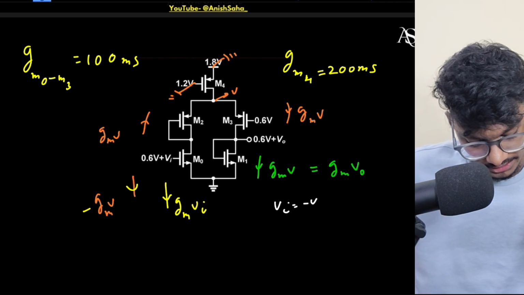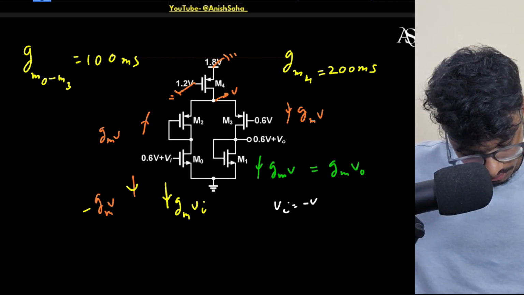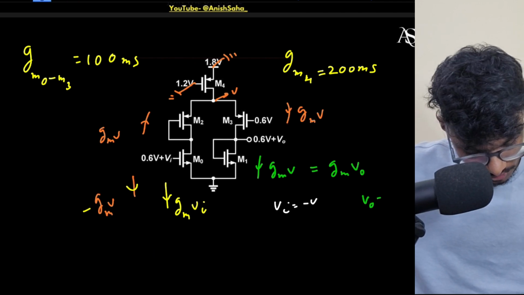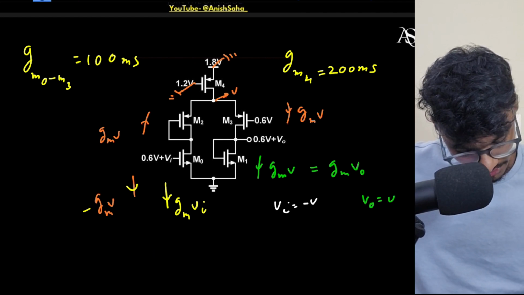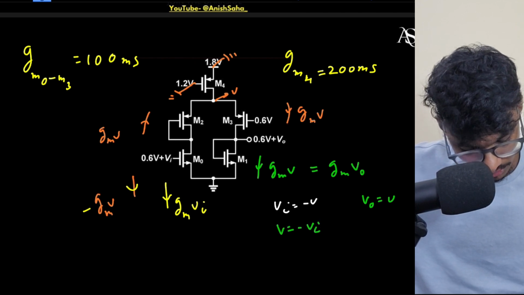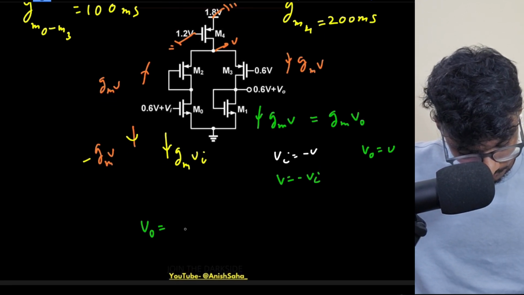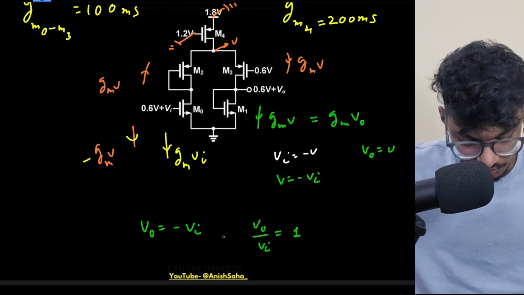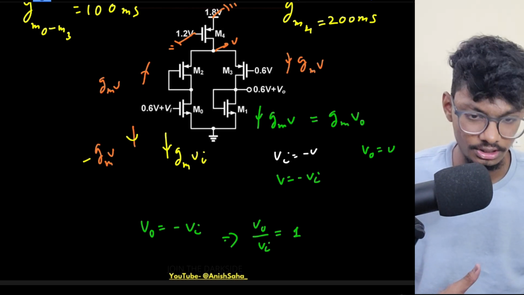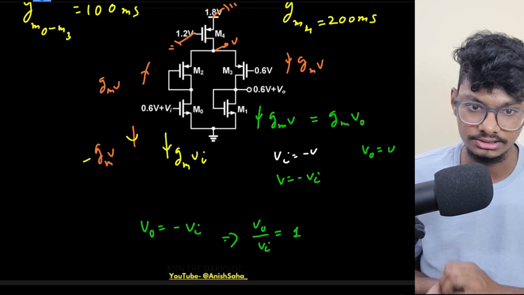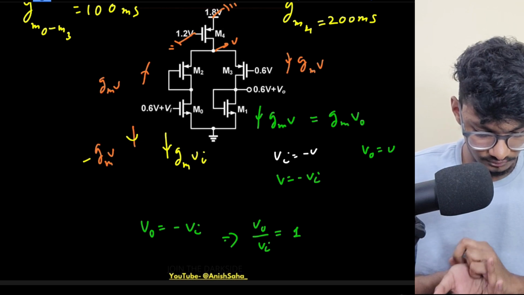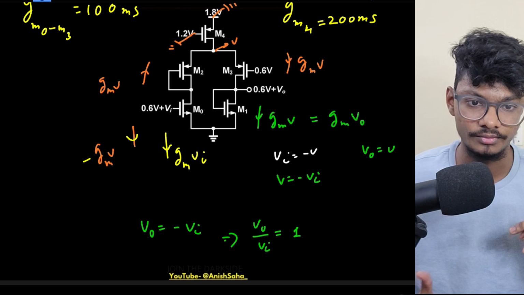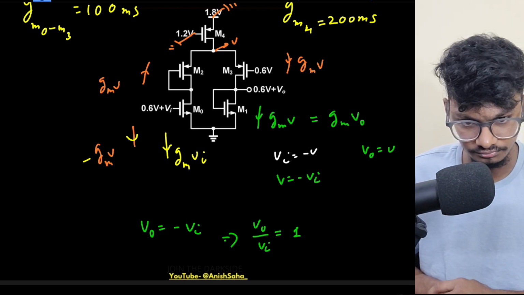So what I can say is, from this equation I can say VO is equal to V, and my V is equal to minus VI. So basically my VO will be minus VI. Okay, so VO over VI will simply be 1. We don't even need the information of GM if all the transistors are the same. If all the transistors are the same, then we don't need the information of this GM, right? We can simply solve.